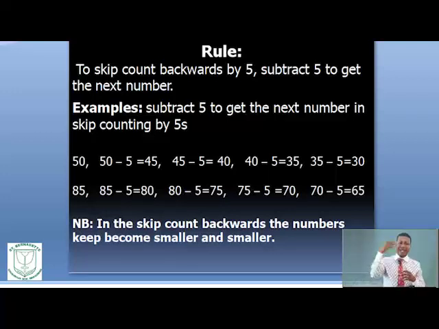Good. To get the next one, that is 80 minus 5. So 80 in your head, then you count 5 backwards. So 80 in your head, 79, 78, 77, 76, 75. Very good. So 80 minus 5 will give you 75. Then the next one, it will be 75 minus 5. That will give us 70.